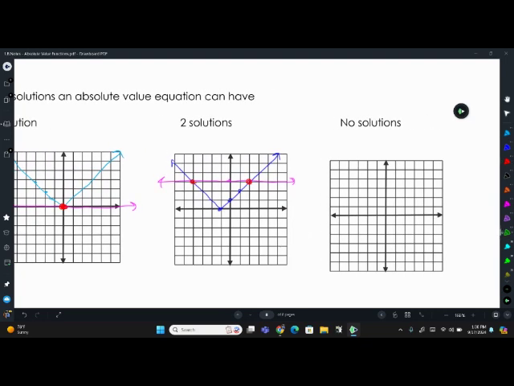As a reminder, no solutions looked like this, and then had a horizontal line below the V. No intersection points. So again, we have to get the absolute value bars by themselves, and then draw the graphs of the left and right side, and wherever the intersection point is, that would be your solution or solutions.